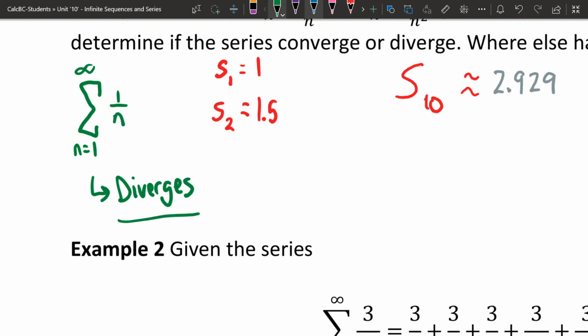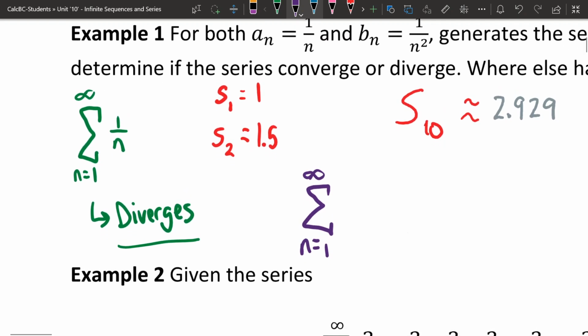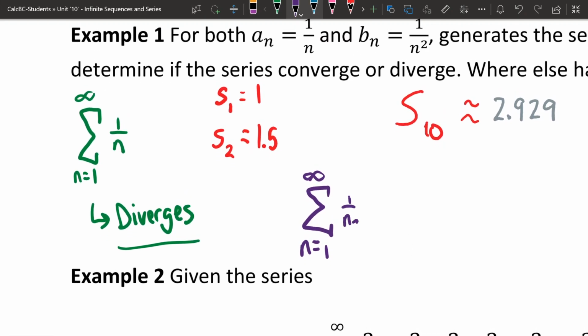All right, one of our tests later is going to show that in a different way, that it does indeed diverge. All right, on your own, in your notes, do the same thing. Look at the first several partial sums and then go out to large numbers like 1,000, 10,000, a million, and whatnot for this second function here, b sub n, which is 1 over n squared, and determine whether it converges or diverges in your notes.